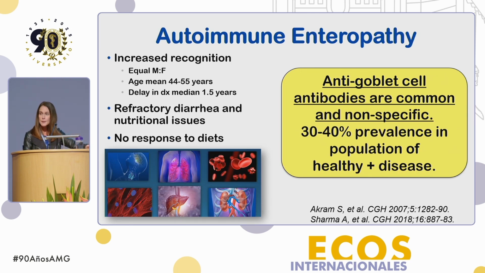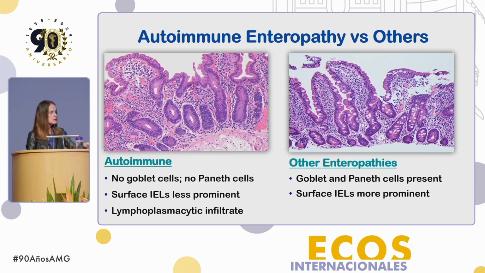There are antibodies that you could check, anti-goblet cell or anti-enterocyte antibodies, but they're very common and nonspecific, and they're seen very often in healthy patients. These patients may often have a positive ANA, so I will often use an autoimmune profile if I have this in consideration. So you can compare these two slides that I'm showing.